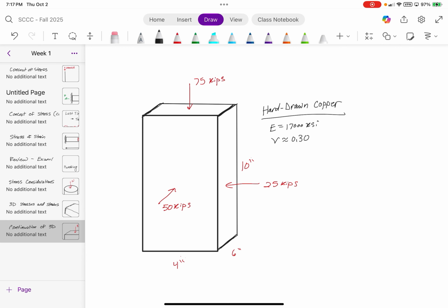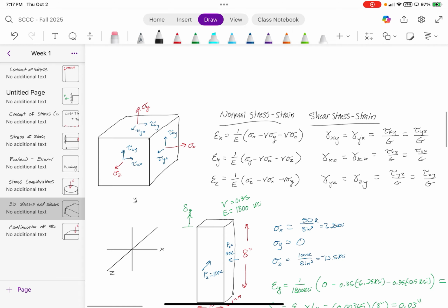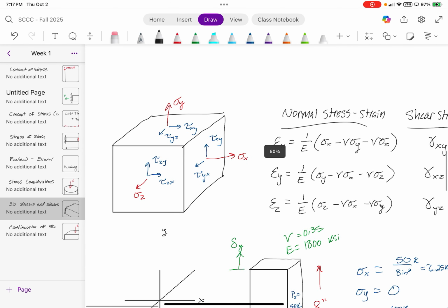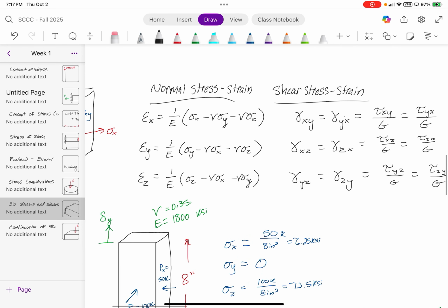If you didn't write them down, I'm going to let you guys write them down right now. Those are the ones right here. This is as if we just added the results of all three forces independently into one different thing. It's a simple plug and chug problem at this point. Does that make sense? Are there any questions about the use of these equations?